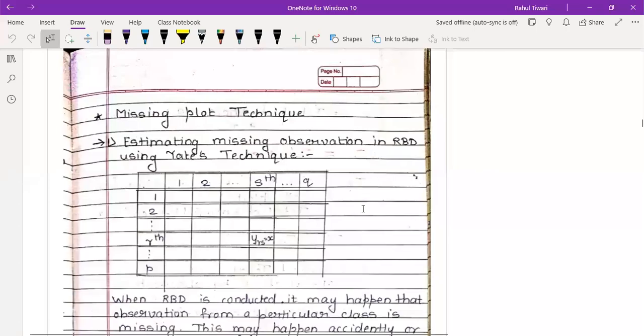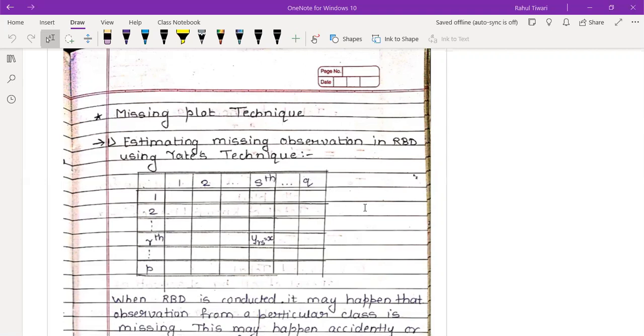So in this session, we will see how to get a missing value in the plot. Like, if you observe in your data, maybe it is RBD, RCD, CRD, or could be LSD, and this particular value is missing, then how do you calculate this particular value? We try to cover those parts in this session.